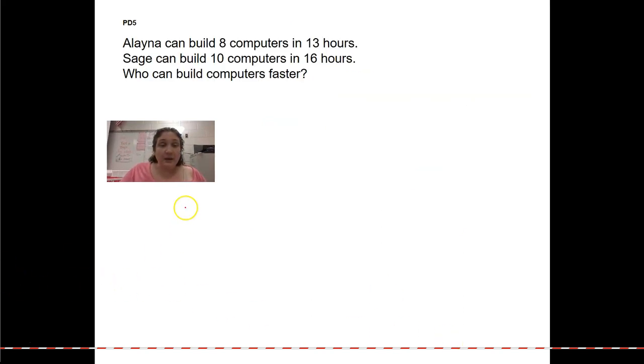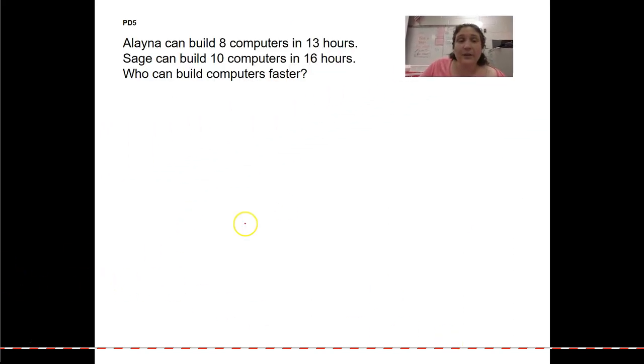Next. Alana can build 8 computers in 13 hours. So we've got computers, 8C over 13 hours.